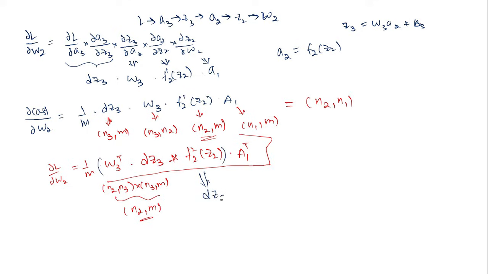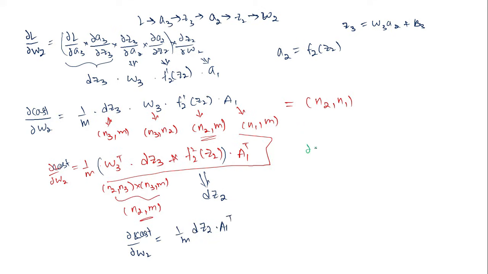Now this can be written in the form of dz2, because this is the multiplication of these four terms, which is nothing but del L by del Z2. So we can write it as dz2. Thus our del cost by del W2 is going to be 1 upon m dz2 multiplied by A1 transpose.